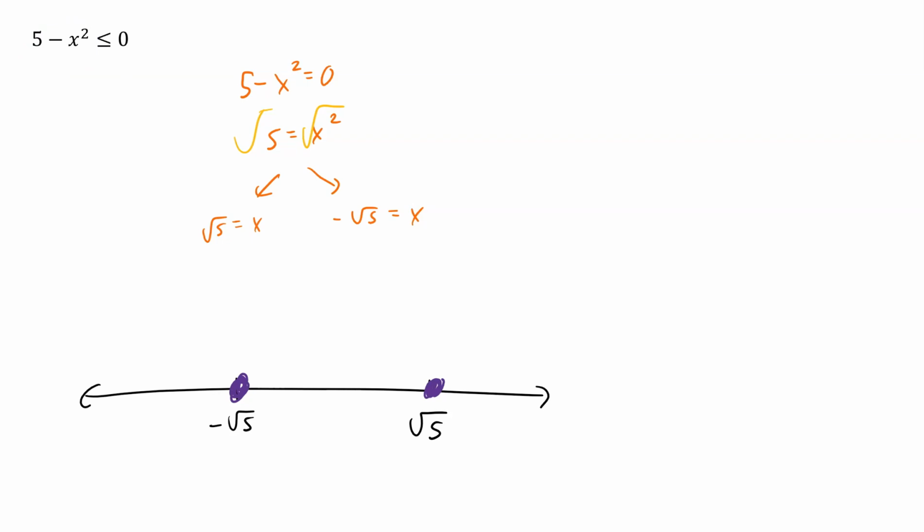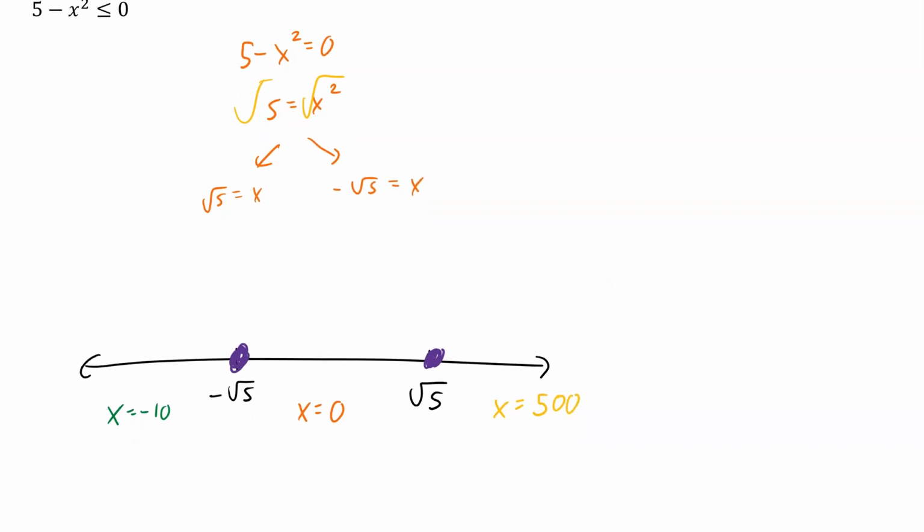And then I test regions. A number to the left of -√5 would be -10. A number between -√5 and √5 is 0. 0 is always easy to plug in. And a number to the right of √5 would be 500. I don't know, just any number bigger than √5.